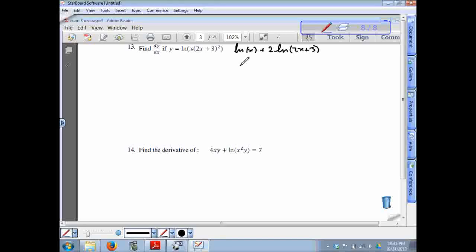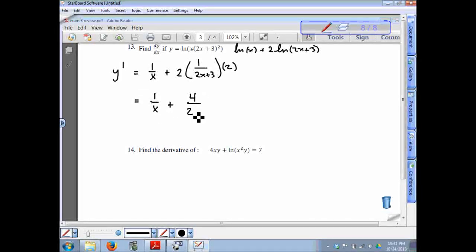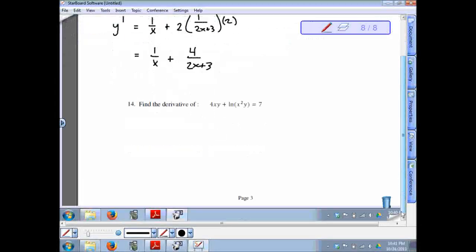Now when we take the derivative, we take the derivative of separate logarithms. The derivative of the first logarithm is just 1 over x. The derivative of the second logarithm is 2 times 1 over 2x plus 3 times the derivative of this inside function, which is 2. So this equals 1 over x plus 4 over 2x plus 3.